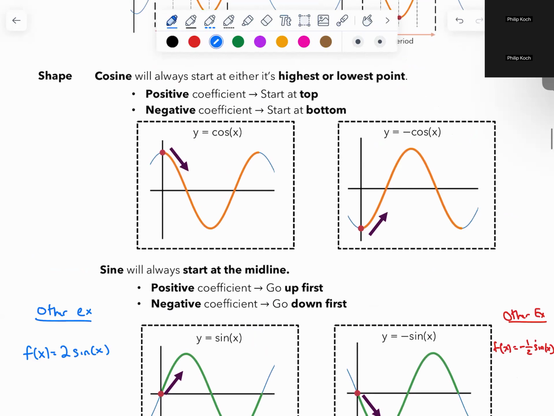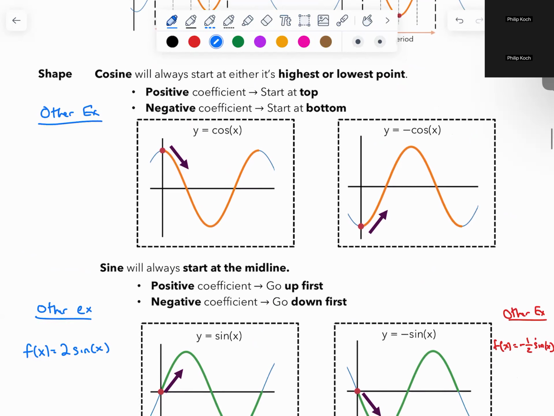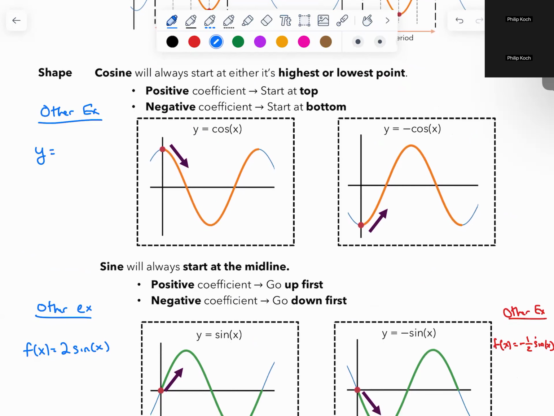So some other examples here, just so that we've got some examples. Something like y equals 5/3 cosine of x. And some other examples here would be something like g of x equals negative 10 cosine of x. Sorry, I ran out of space.